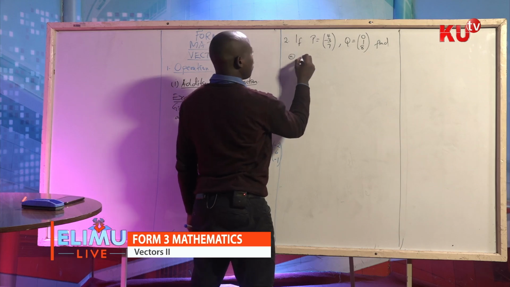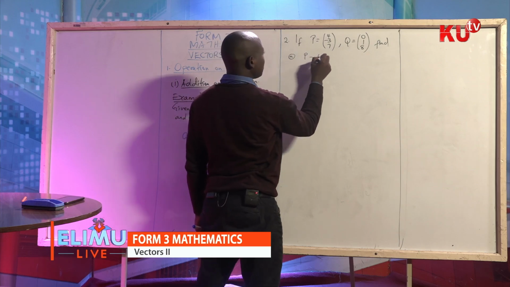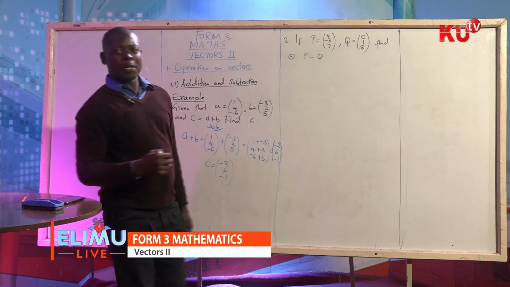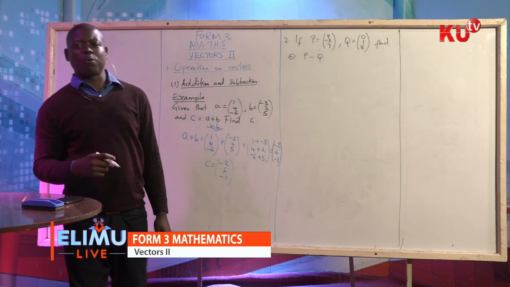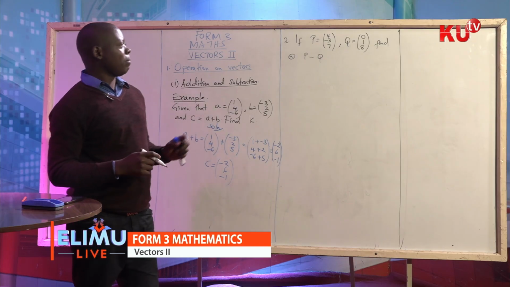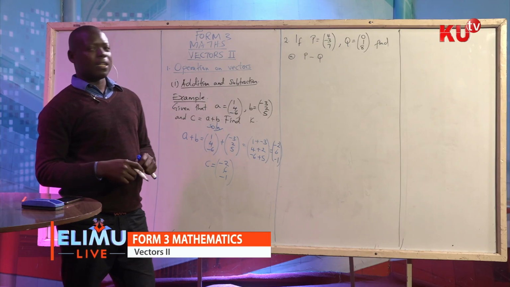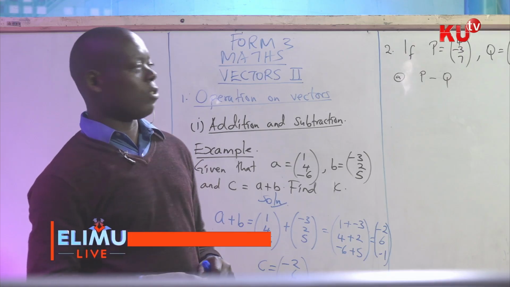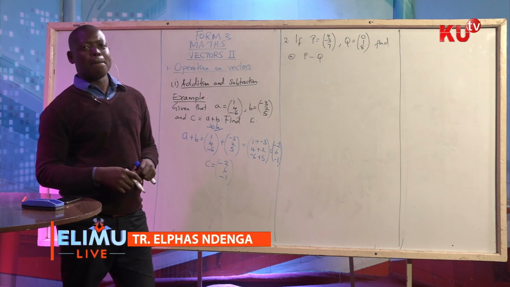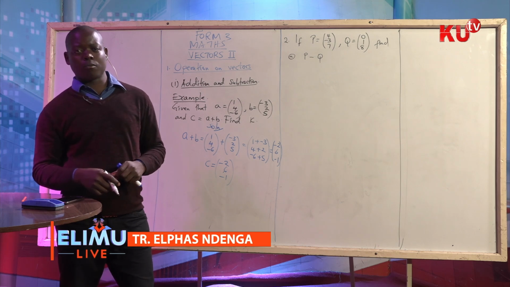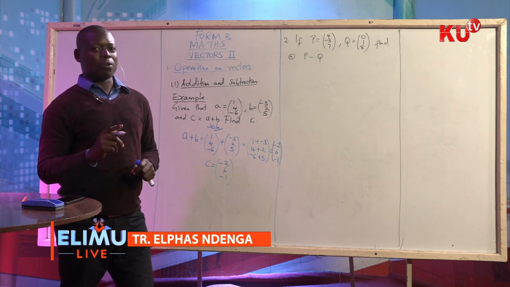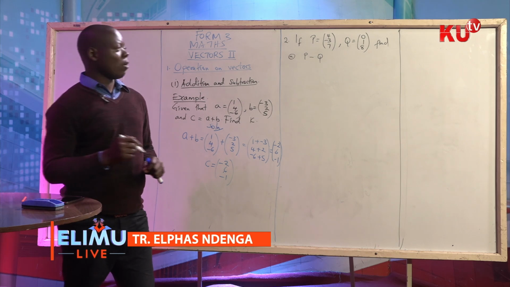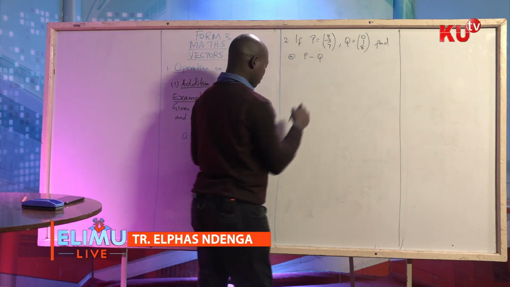Part A. Let's have P minus Q. P is 4, negative 3, 7. Q is 0, 1, 8. Students, what is P minus Q? Right. What do we do? Good. We do the arrangement of the vectors.